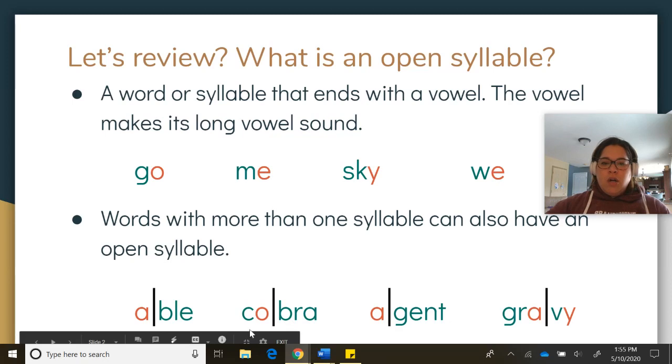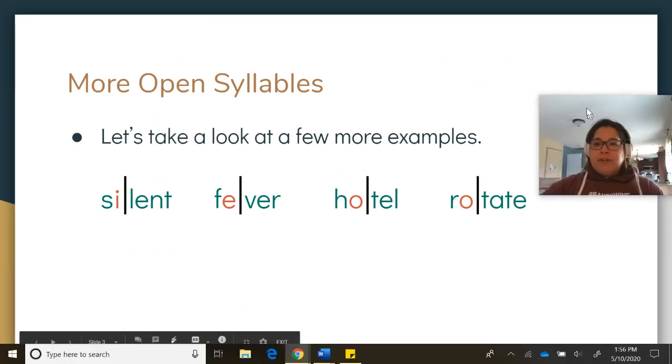Cobra, cobra. Next one. Here's your open syllable. It makes the long A sound. Agent. Agent. And last one, we've got two open syllables. Long vowel here, long vowel here. Gravy. Gravy.